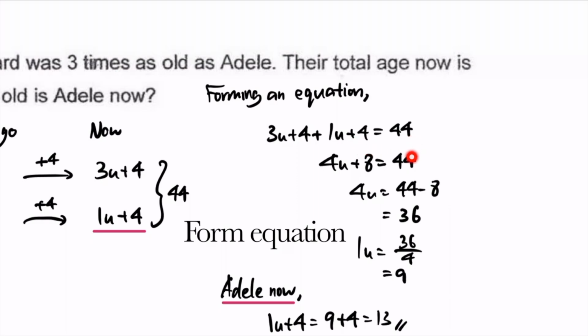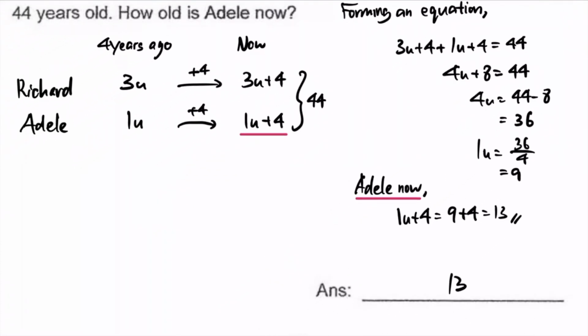So we can find 1 unit from there. The question is, how old is Adele now? Looking at the diagram, it is 1u plus 4. Since we have 1u as being 9, 1u plus 4 is 9 plus 4, the answer is 13.